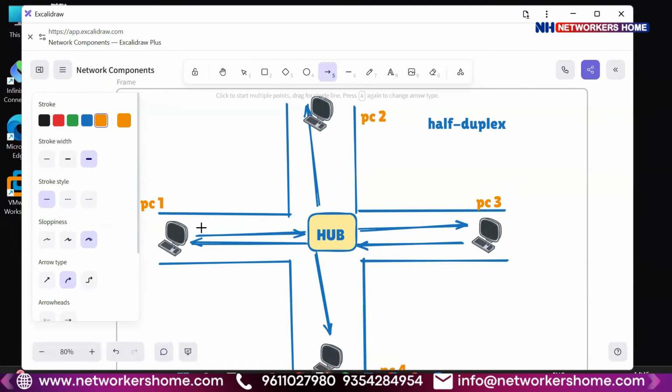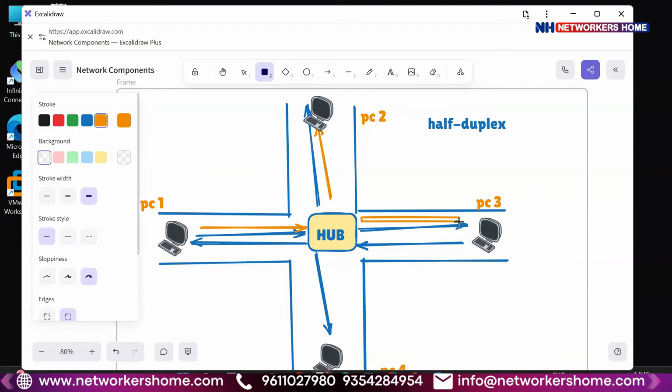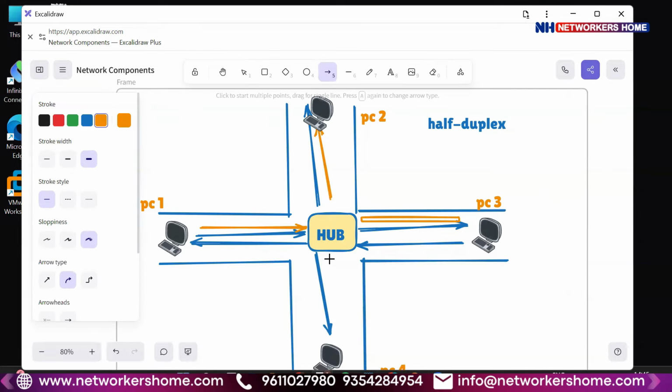Okay, now again tomorrow, or the next time, PC1 is trying to communicate. He sent the data, and again he wants to send another data. He will send it to the hub. Now what should the hub do? He should directly send to PC3, right? But again he will send it to PC2, PC3, and PC4. Now this is interesting: when PC3 is replying back to the hub, it should directly send to PC1, right? But still he will send it to PC2, PC4, and also PC1.